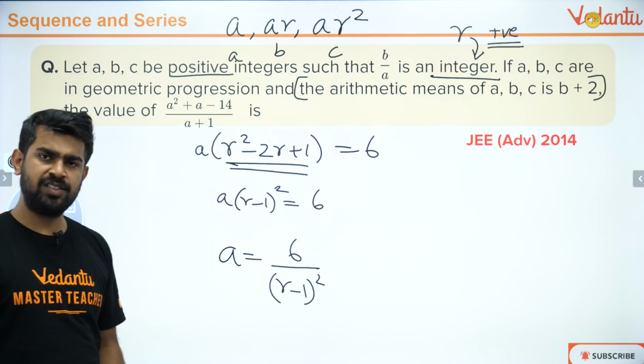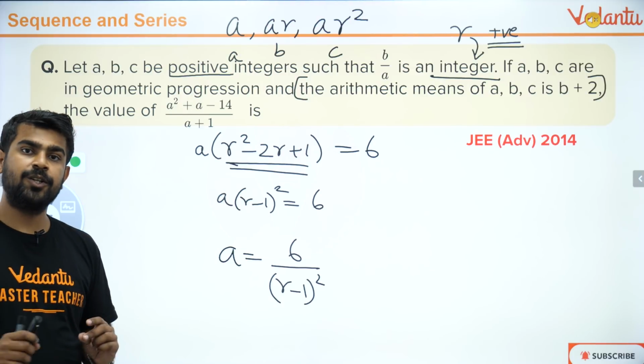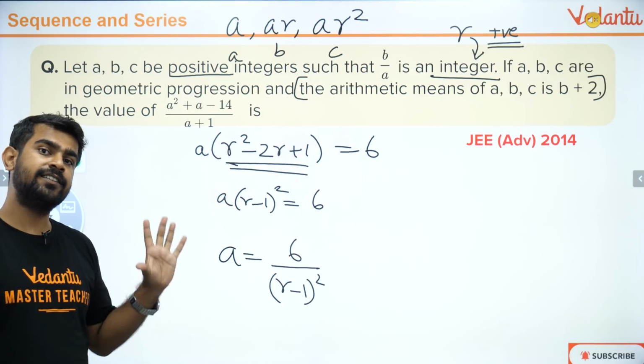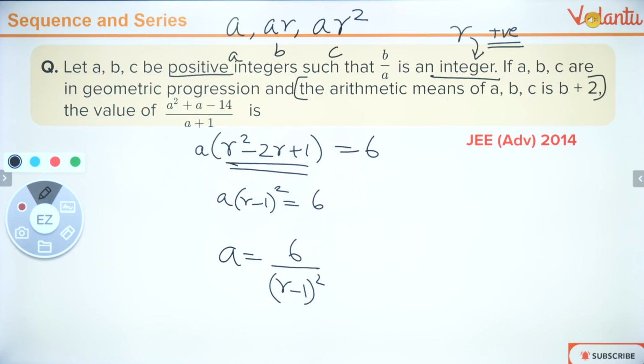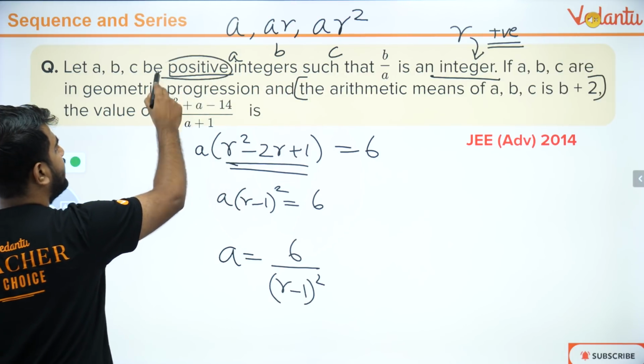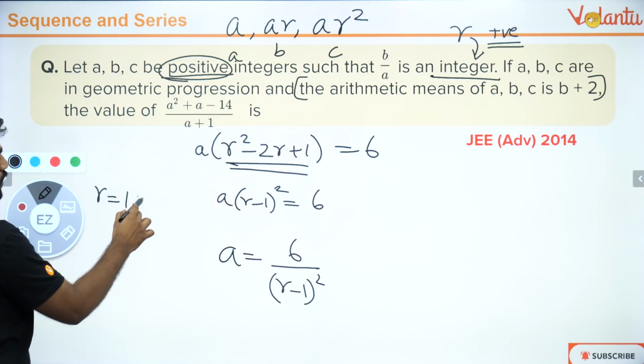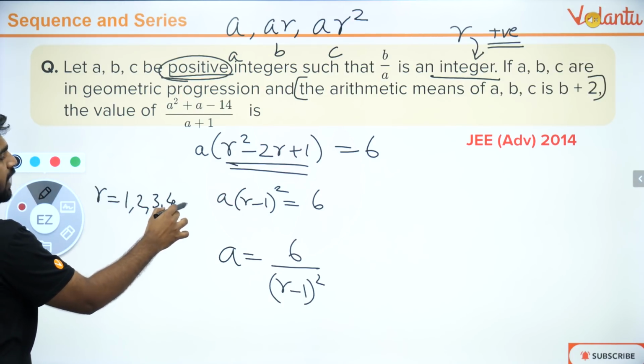Because I have two variables and it's difficult for me to answer. But here is where you use your logical reasoning. This is a very important step. Please listen carefully, guys. We know R is positive and they're all positive integers. So R can take values from 1, 2, 3, 4 and so on.